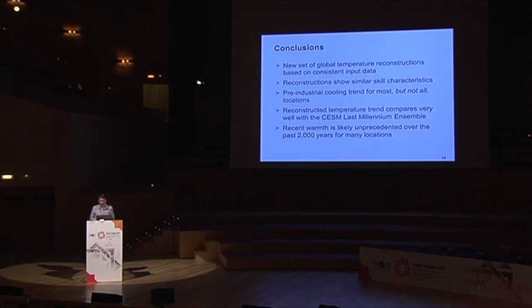All right, and then to conclusions. We have a new set of global temperature reconstructions based on consistent input data. They show similar skill characteristics. There are differences, but on a broad scale, they're very similar. A pre-industrial cooling trend happens in most locations, but not all. These reconstructions compare very well with the CESM last millennium ensemble. And recent warmth is slightly unprecedented over many locations, but definitely not all, given the uncertainties.